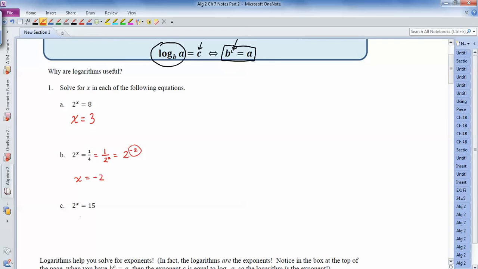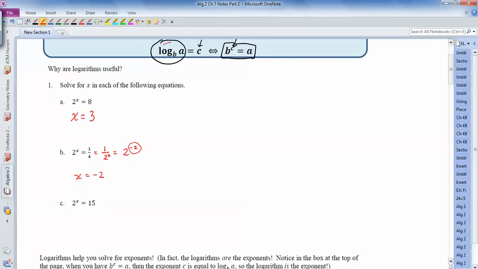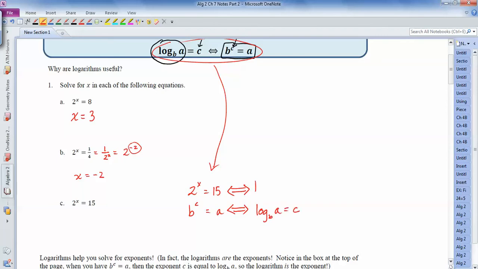But in this one, 2 to the x equals 15, there's no nice x that works for that. And that's where we use this change formula, this switching back in the conversion formula, let's say. So 2 to the x equals 15. That's like the b to the c equals a part. And then we need to convert that to log form. So this is supposed to turn into log base b of a equals c. So up here, this is going to be log base 2 of 15 equals x. So this is what I need to punch into my calculator.